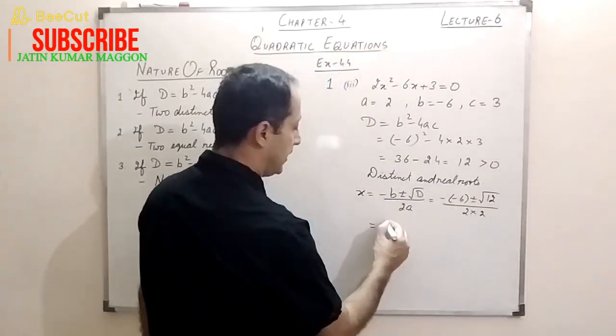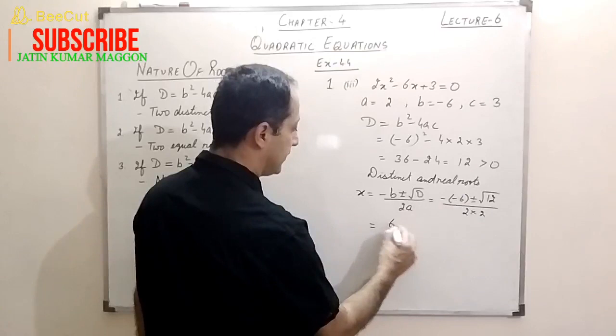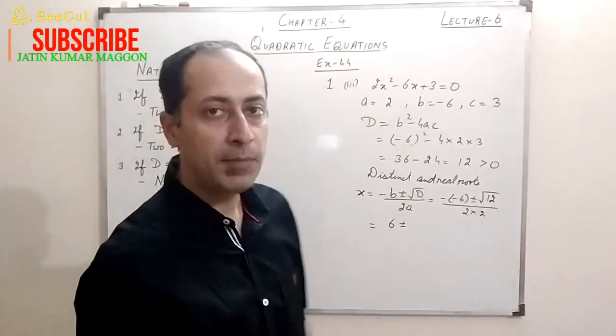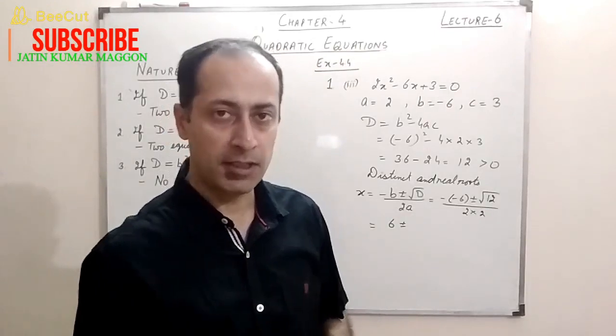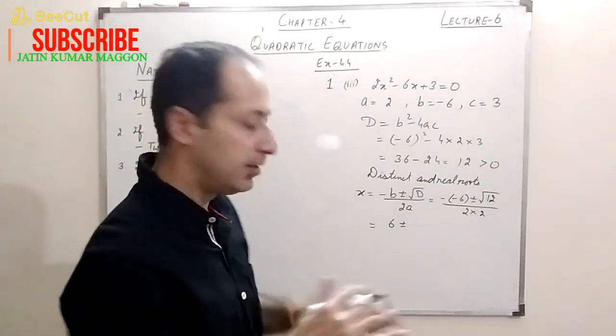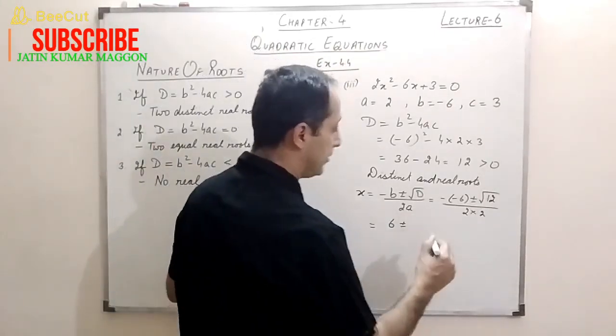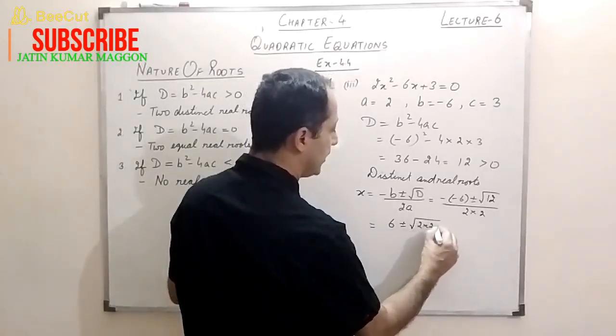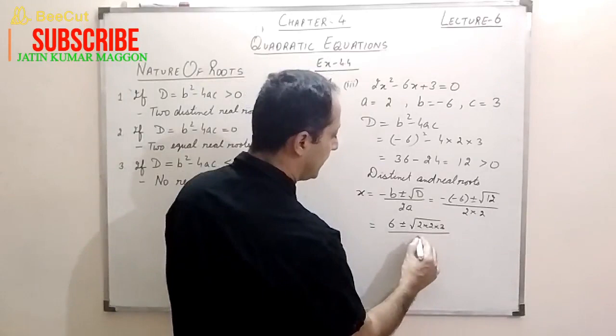Simplified, minus and minus becomes plus. It is 6 plus minus. Now root 12, we can make the factors of the 12, and accordingly we can bring it to the lowest terms. So root 12 can be written as 2 into 2 into 3. We write the fraction. Denominator we have 4.